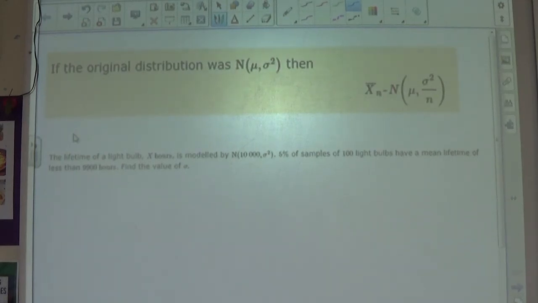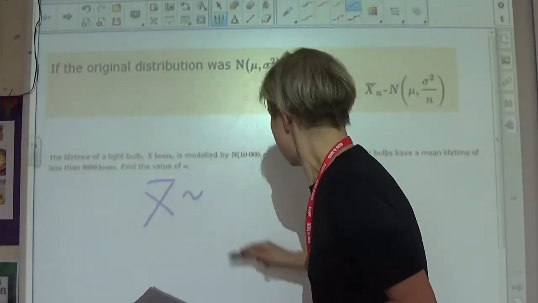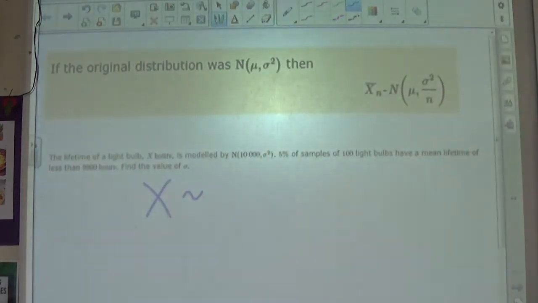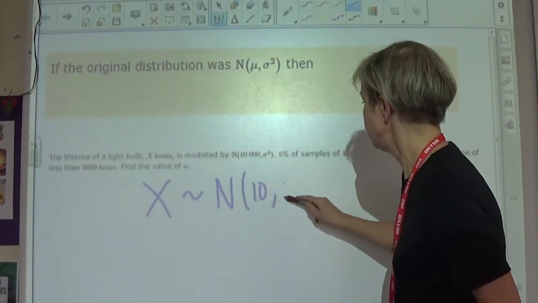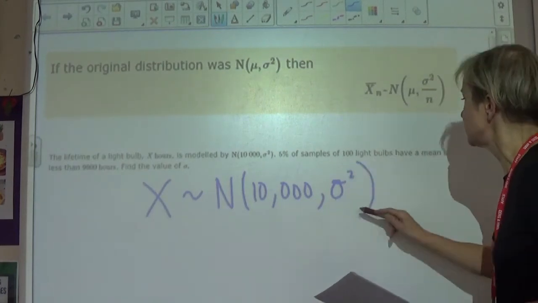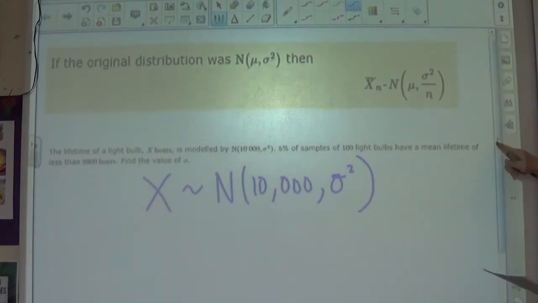Right, so a question that you could be asked about sample means before we start significance testing. The lifetime of a light bulb is X hours, and is modelled by a normal distribution, where your mean is 10,000 and you've got an unknown variance, standard deviation. 5% of samples of 100 light bulbs, so instantly you can see that n is 100, have a mean lifetime of less than 9,000 hours.